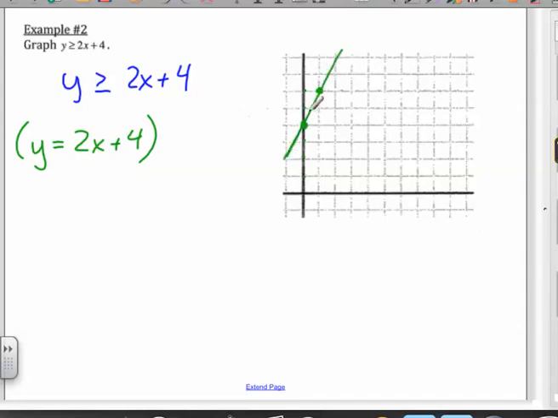Now, you know what? I drew a solid line because it says that it can be greater than or equal to. If it had just said it needs to be greater than, I would have drawn a dotted line here. Okay? But it didn't say that. It said it can be equal to it. So I'm going to draw a solid line. Anytime it can be equal to it, we draw a solid line.